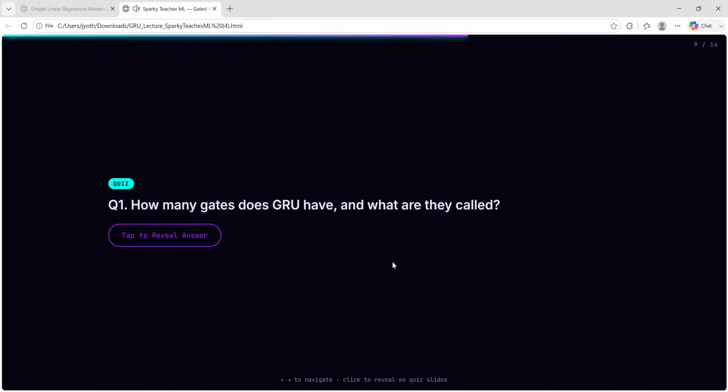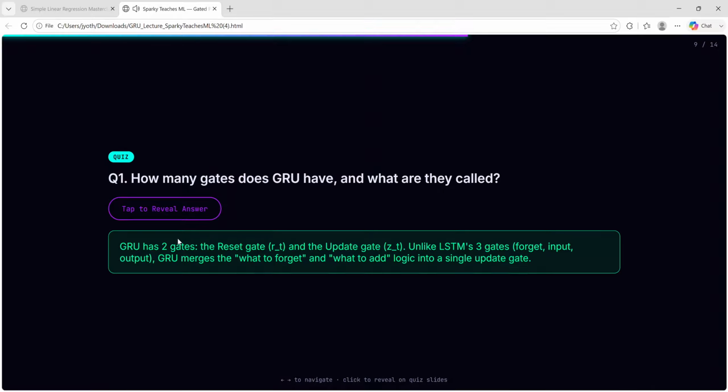Quiz time. Question 1. How many gates does GRU have, and what are they called? Take a moment. The answer: GRU has 2 gates, the reset gate, rt, and the update gate, zt. Unlike LSTM's 3 gates, forget, input, output, GRU merges the what-to-forget and what-to-add logic into a single update gate.